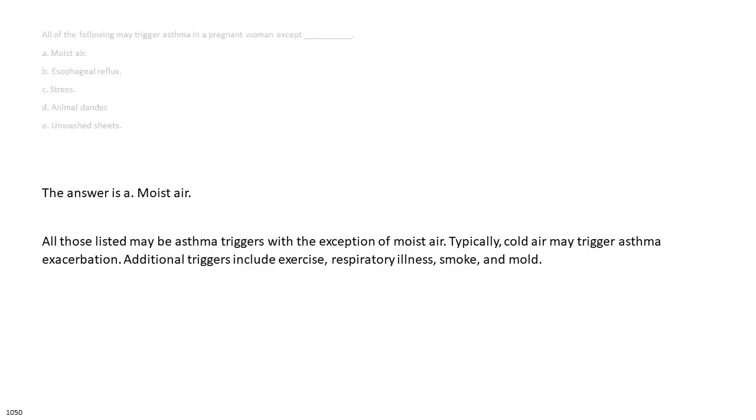The answer is A. Moist hair. All those listed may be asthma triggers with the exception of moist hair. Typically, cold air may trigger asthma exacerbation. Additional triggers include exercise, respiratory illness, smoke, and mold.